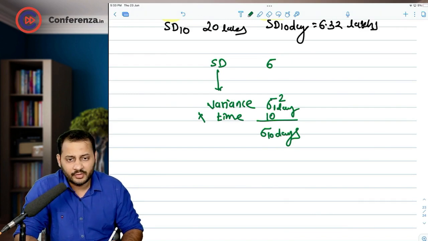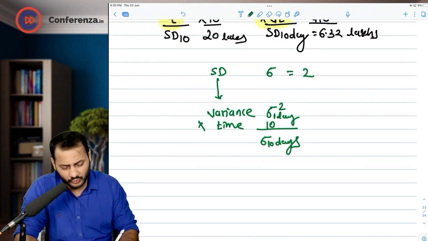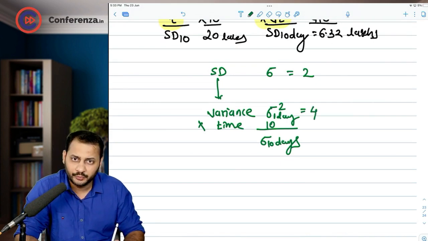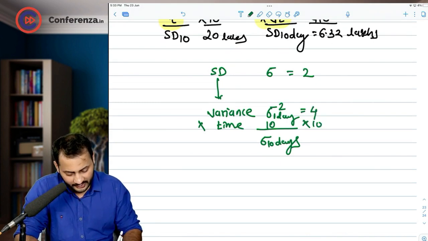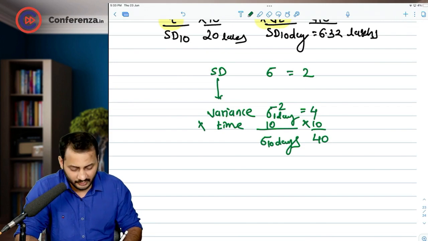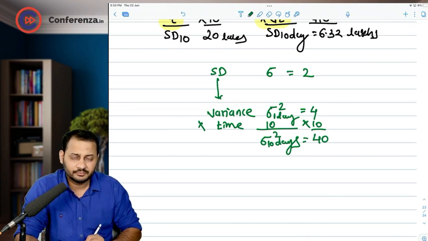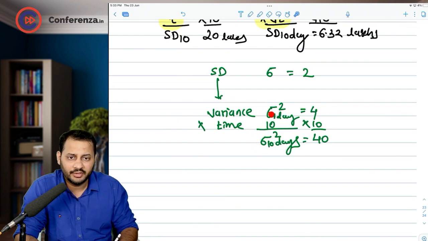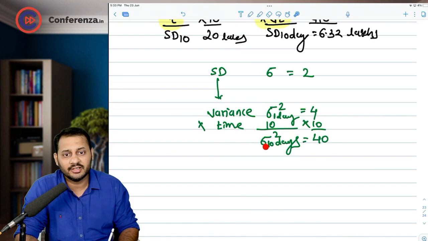Let's do that. What is the standard deviation? It is 2 lakhs. So what will be the variance of it? It is 4 lakhs, 2 into 2. 4 multiplied by 10 will be 40. But this is still the variance. Variance of 1 day multiplied by 10 will be the variance of 10 days. So 40 is again the variance.